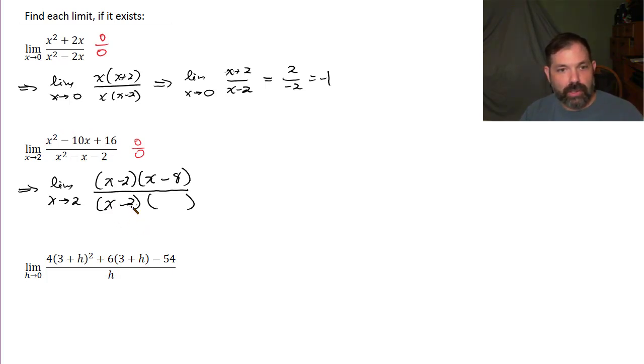Similarly here, x minus 2 must be a factor. x plus 1 is the other factor. Again, I'm allowed to remove the common factor of x minus 2. This becomes the limit as x approaches 2 of x minus 8 over x plus 1. Now I can let x approach 2, and letting x approach 2 is no longer a problem. This would be 2 minus 8, that's negative 6, over 2 plus 1, which is 3. That's negative 2.